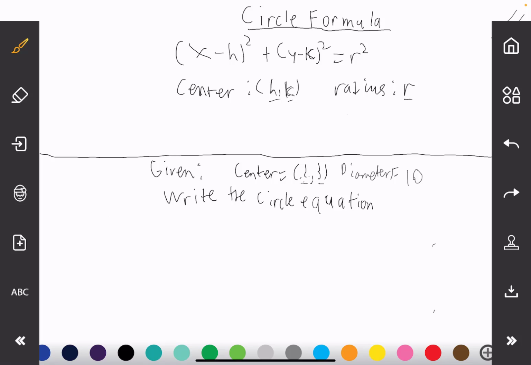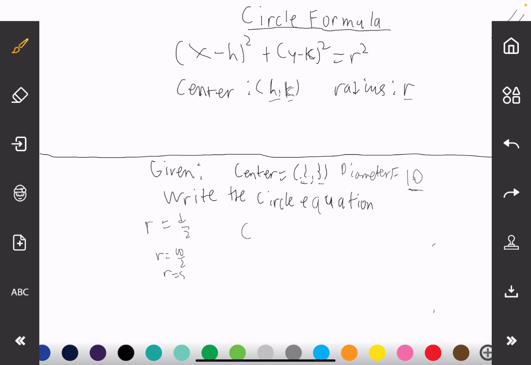Given that the center is (2, 3) and the diameter is 10, write the circle equation. The two things we need to write a circle equation is the center, which we already know is (2, 3), and the radius, which we have to solve for. The radius is the diameter over 2, so it's 10 over 2, which makes it equal to 5. Now all we need to do is substitute the values into the circle formula, and we'll have our answer.